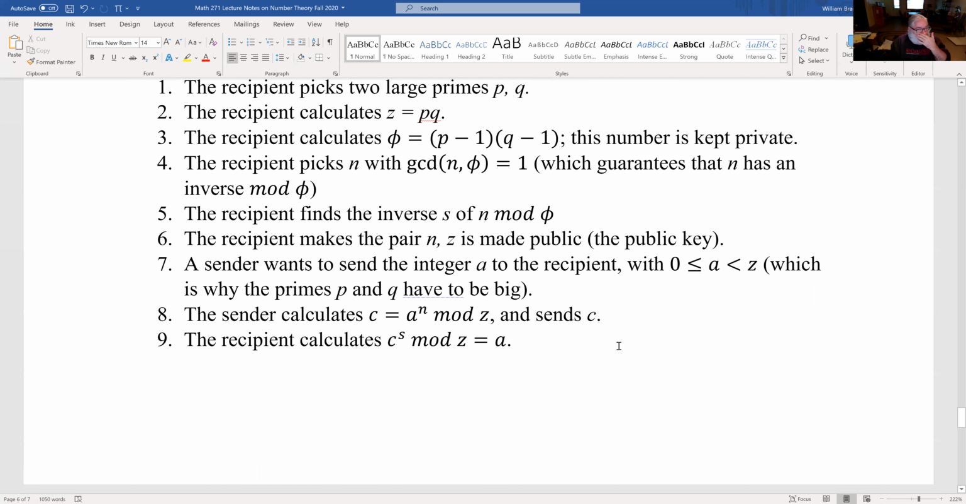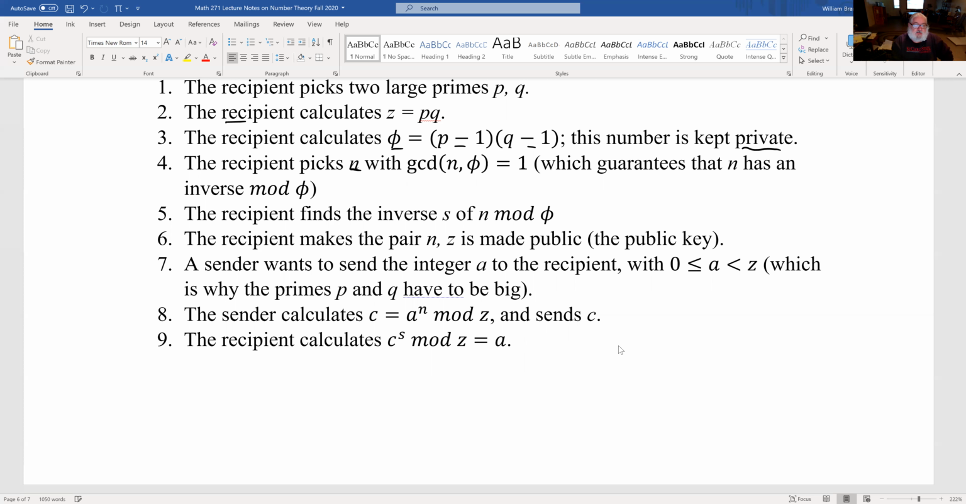So I pick 2 large primes, P and Q, ideally with a billion digits in them, and you can look online for very large primes. I calculate Z equals P times Q. I, the recipient, the person who's receiving the message. And then I calculate phi equals (P minus 1) times (Q minus 1). I keep that number private, that's important.